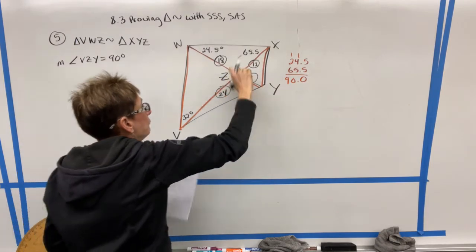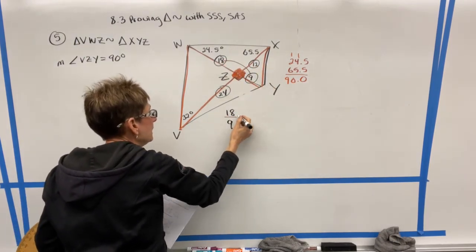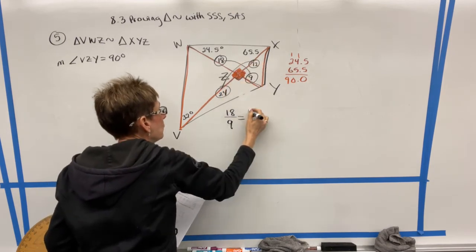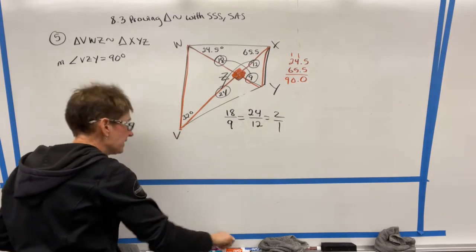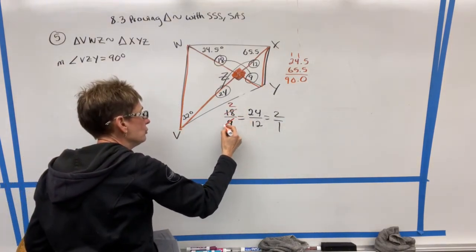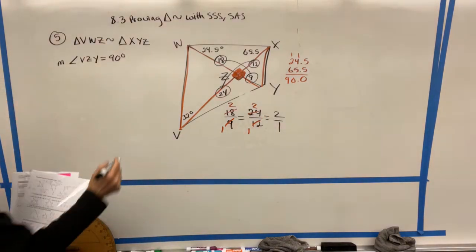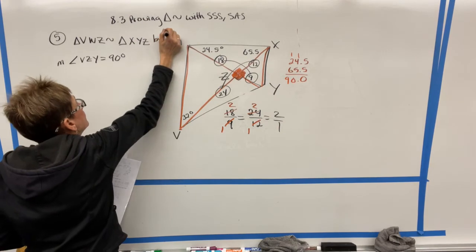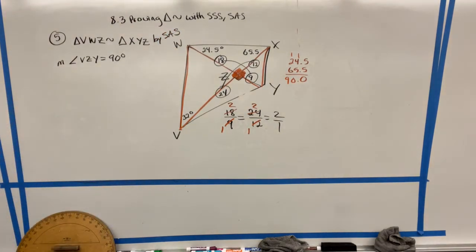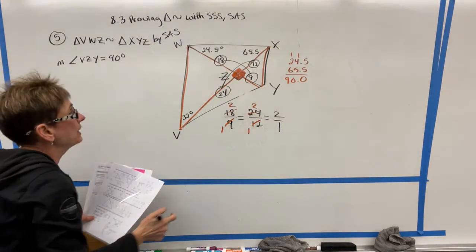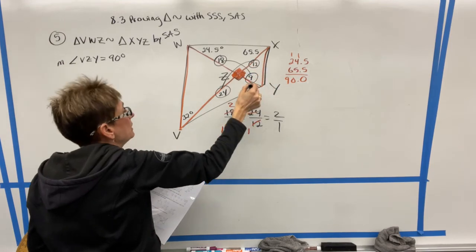Now it's kind of flipped a little bit, but you can see that 18 over 9 is the same thing as 24 divided by 12 is the same thing as 1. The scale factor between these is 2 to 1 because we do have a pair of corresponding sides. So this would be by side angle side. Originally I was looking for a second angle there, but I don't think we can necessarily find these angles, but once we know they're similar, we can.